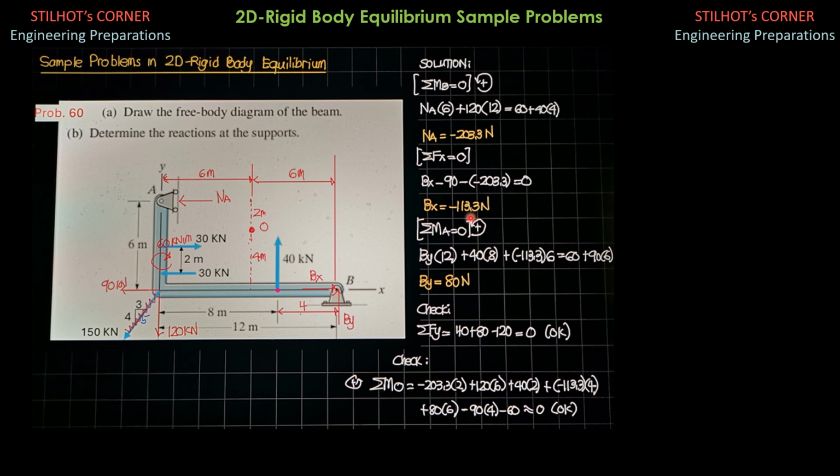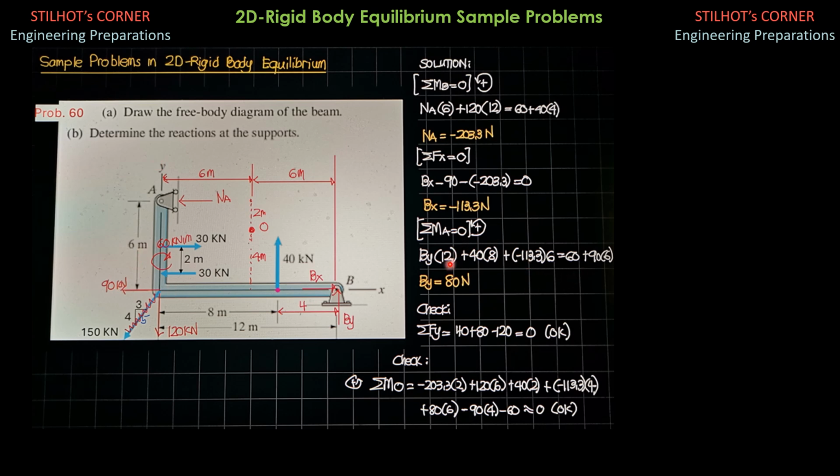So considering counterclockwise positive, the moment of BY is counterclockwise and the moment arm is 12, plus 40 counterclockwise times 8, then plus this BX here, which is counterclockwise, so carry the sign, plus negative 113.3, the moment arm is 6, then no more. So equals clockwise moments, which are this couple, 60 kilonewton meter, and the moment of the component of the 90 kilonewton load, which is clockwise, so plus 90 times 6.